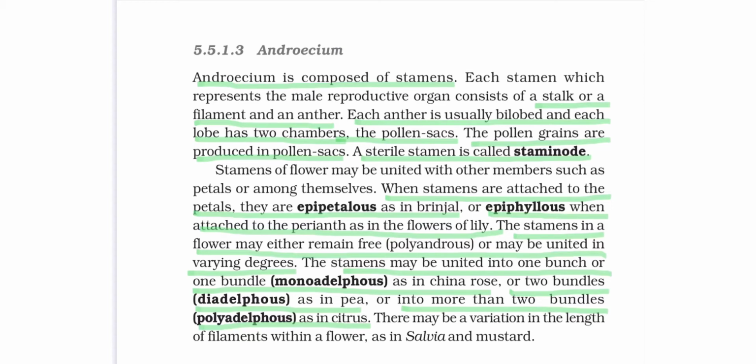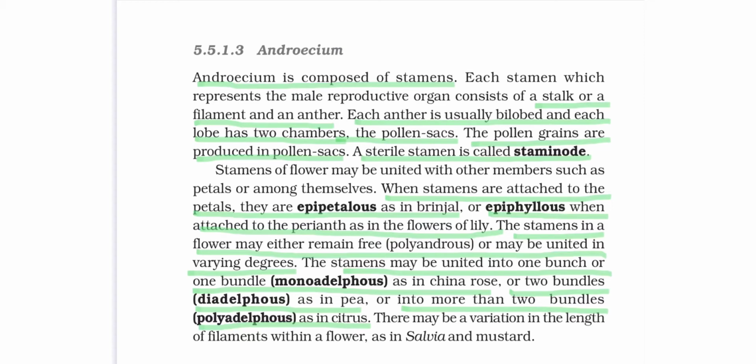Now let us see the arrangements of stamens. The stamens in the flower may either remain free, so this condition is known as polyandrous, or sometimes they may be united in varying conditions. When the stamens are united into one bunch or one bundle, like in China rose, this condition is known as monodelphous.